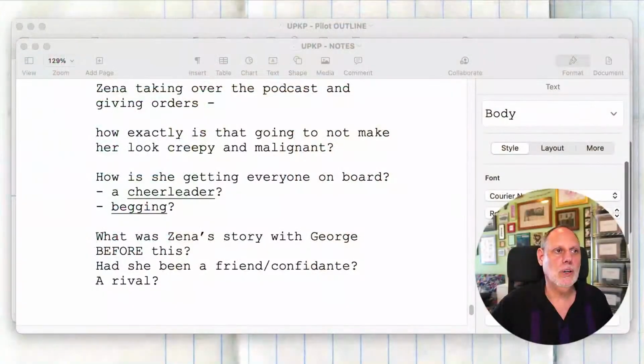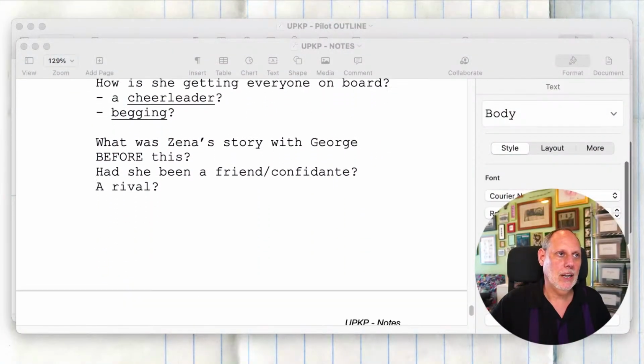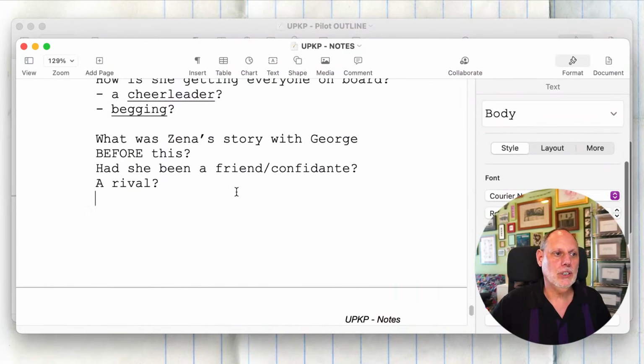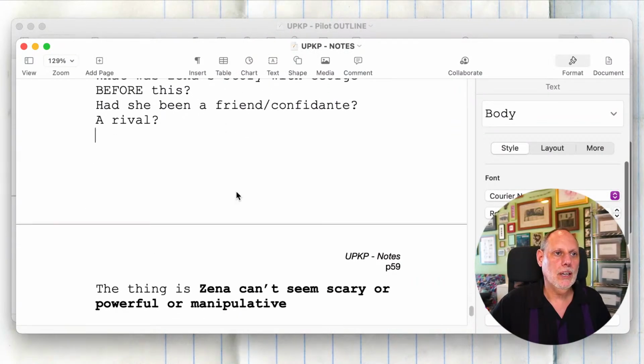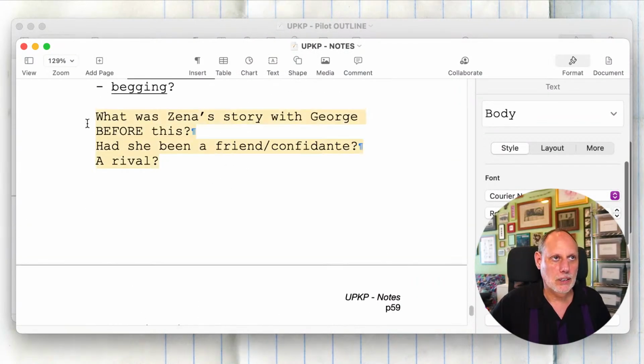Getting back to Xena, I had another big question. What was Xena's story before this with George? Like, did she know George? Obviously she knew him. She murdered him.